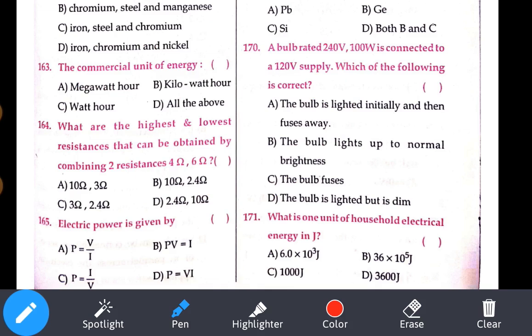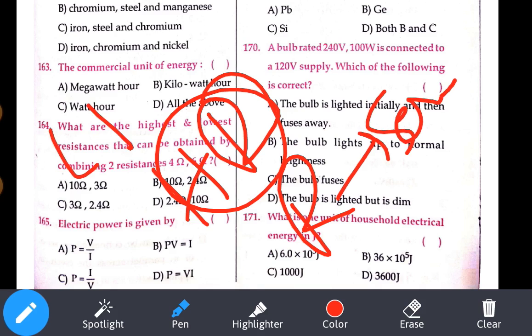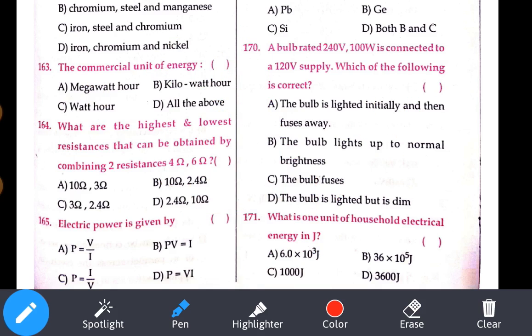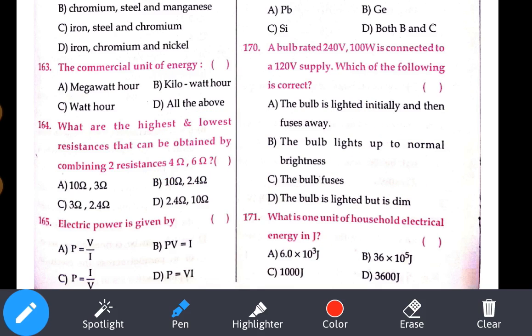What are the highest and lowest resistance? Always remember, you will get the highest resistance when the resistances are connected in series, and the lowest resistance when they are connected in parallel. That is the important point. The question asks for the highest and lowest resistance that can be obtained from two resistances, 4 ohms and 6 ohms. Highest, series: 4 plus 6, you will get 10. So 10 is our answer.